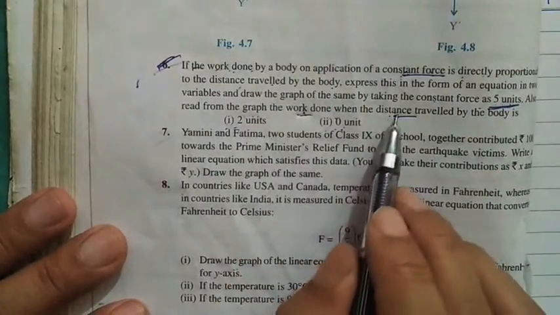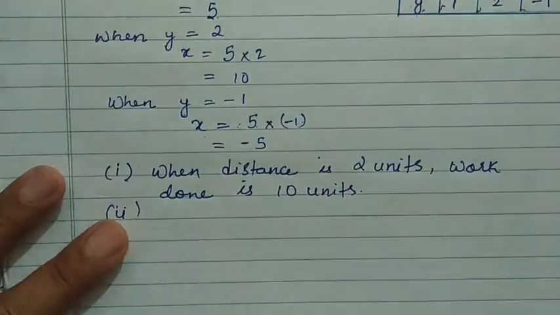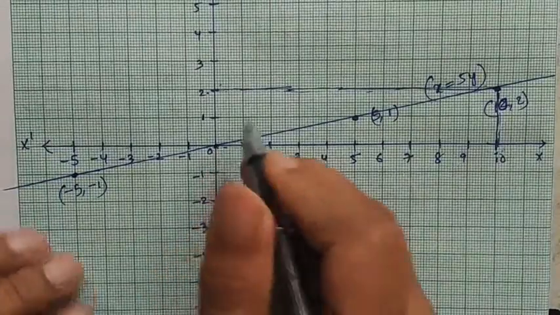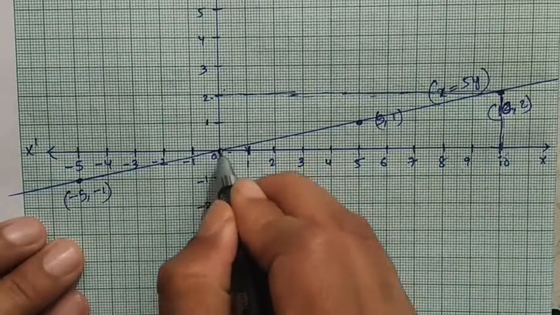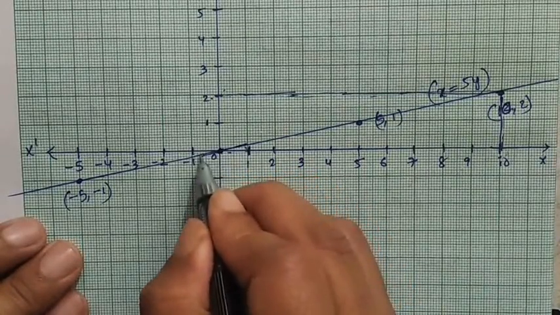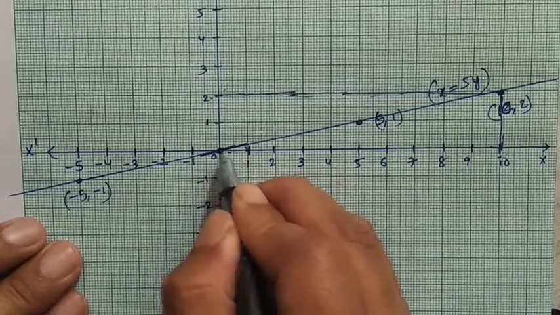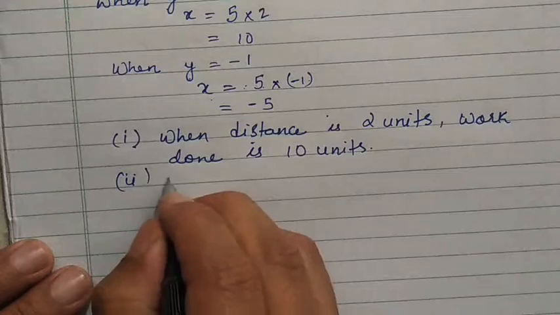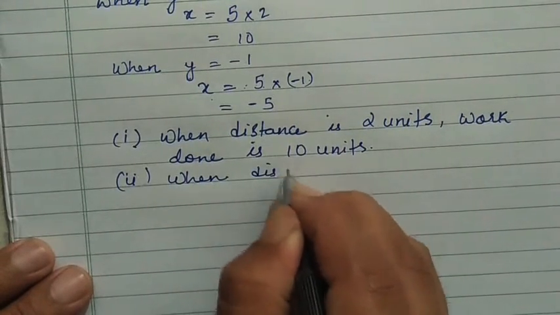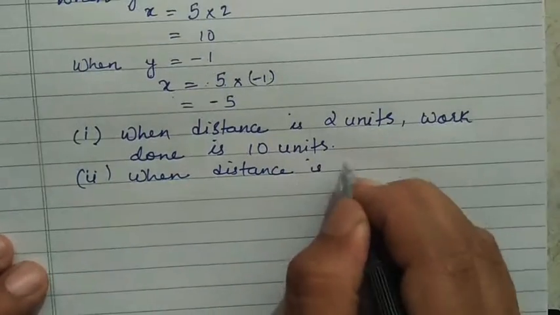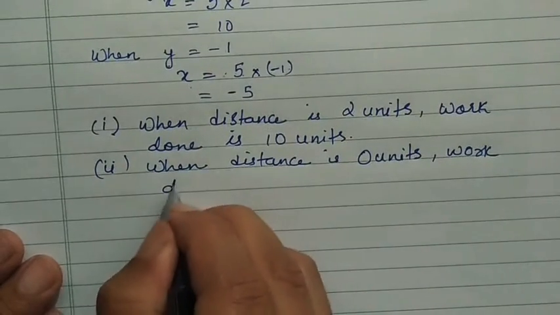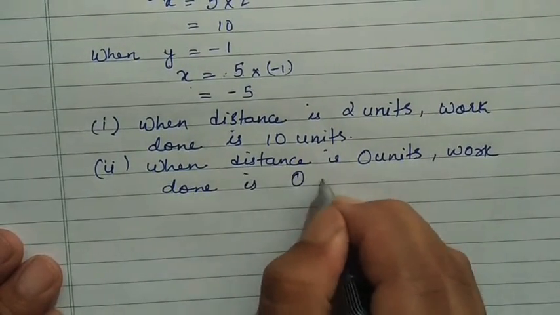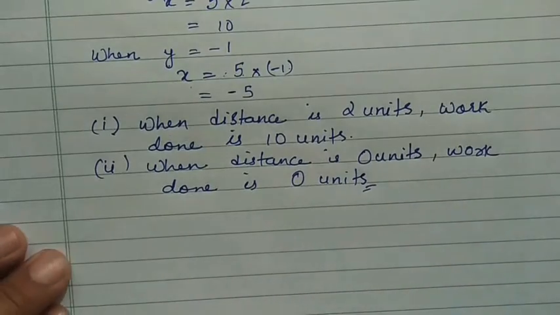Number 2: find the work done when the distance is 0 units. Distance is y, so y is equal to 0 at this point. Then x will be 0, because the line is passing through this point, which means when y is 0, x is 0. So when distance is 0 units, work done is also 0 units. So this is the end of question number 6.